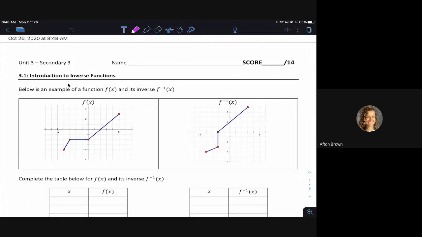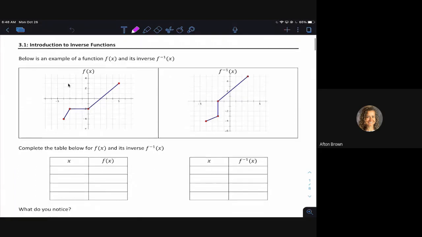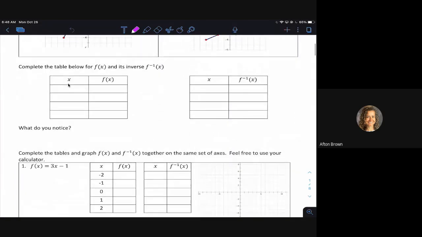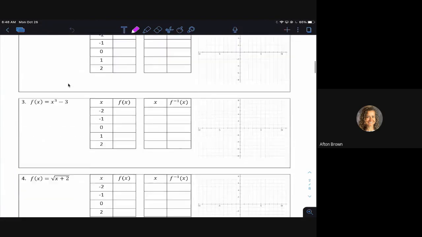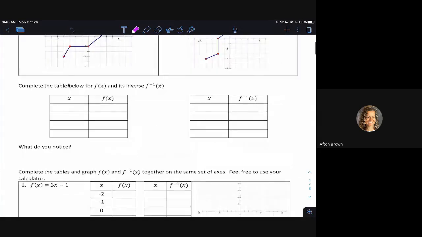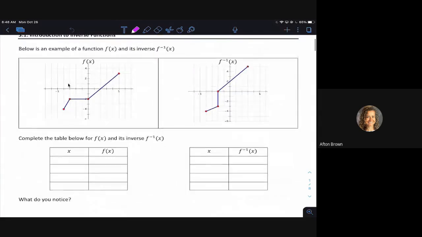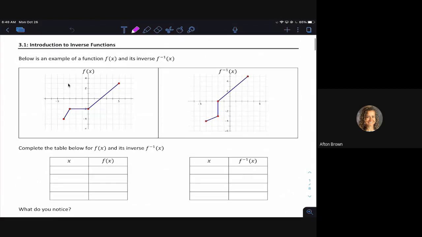Okay, so the first few notes are basically through what do you notice, and then you have your assignment that follows. It has the notes at the beginning of the assignment and your assignment after. I think that might make it easier to find all of your stuff in one page.